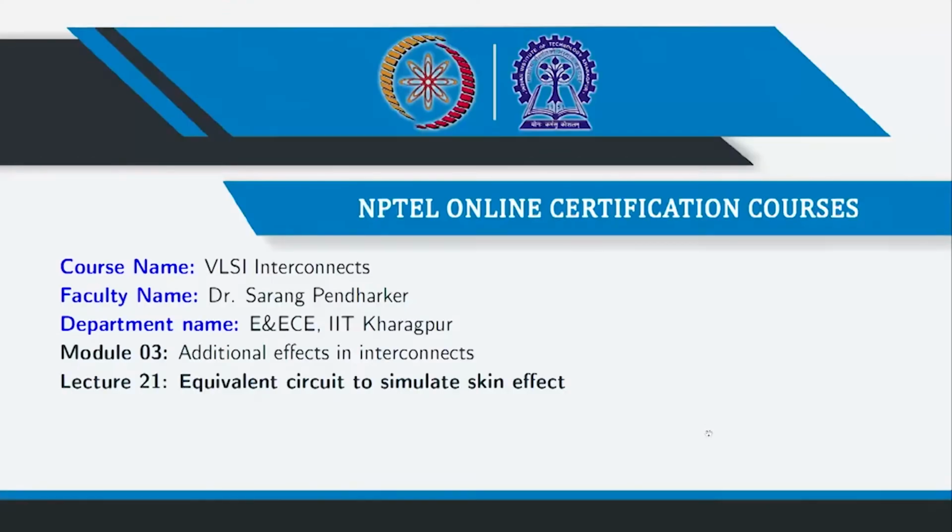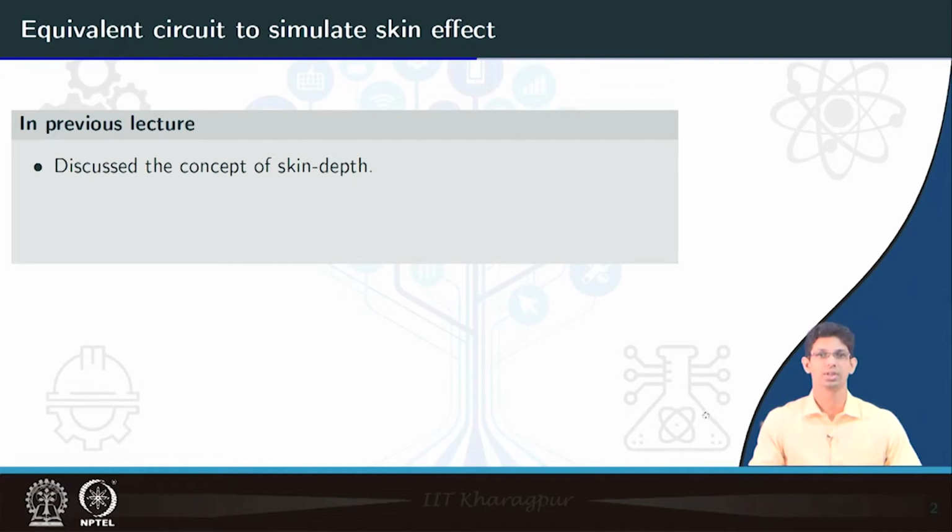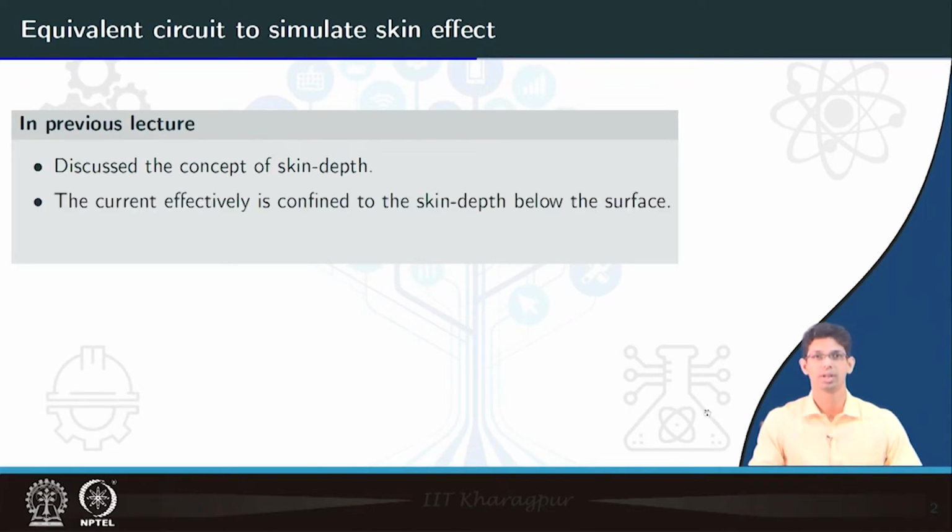Hello everyone, welcome to the 21st lecture of VLSI Interconnects course. Today we will be discussing equivalent circuit to simulate skin effect. In the previous lecture we discussed the concept of skin depth. We saw that there is an effective area below the surface of your conductor which is available for conduction, and from that we could easily derive what is called the effective resistance when there is skin depth.